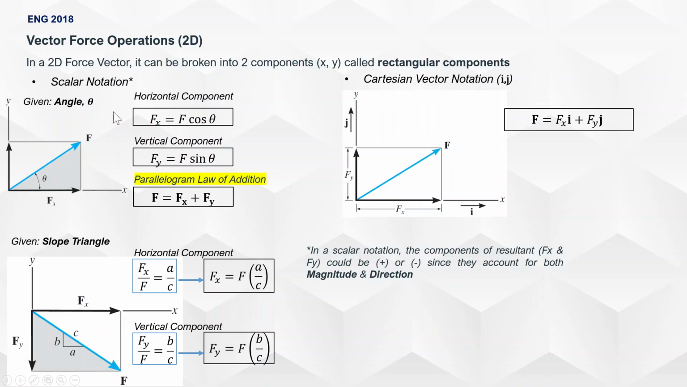Another way to write our vector force operation is in Cartesian vector notation, wherein we assign i and j as unit vectors, which hold whether they are positive or negative. So in this case, they are both positive because our x and y are on the positive axes. Okay?